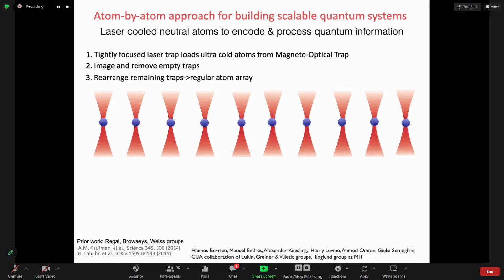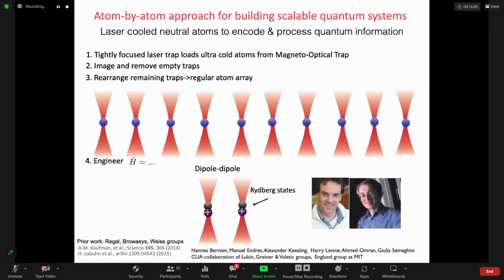After this rearrangement, the atoms will be separated by a couple of micrometers. As such, they will be completely non-interacting. To induce interactions, we will excite these atoms into Rydberg states. That way we can induce either strong interactions, or we can do things like quantum logic operations. This is a project that we started together with some of the other speakers in the sessions that will follow my talk, but also with my colleagues at Harvard, Vladan Vuletic at MIT, and at Harvard, Markus Greiner.